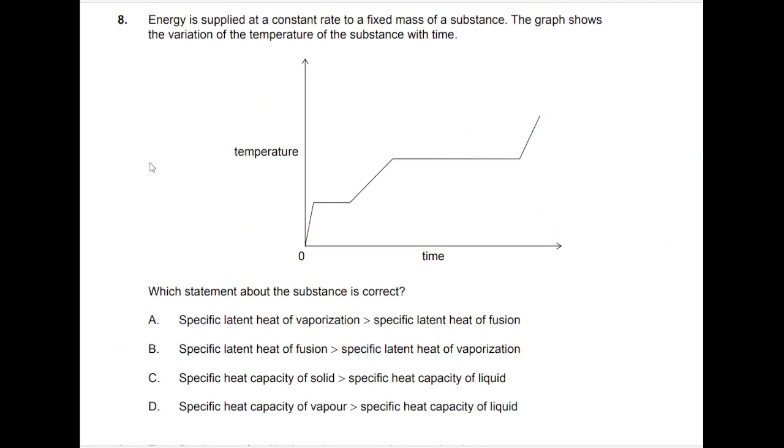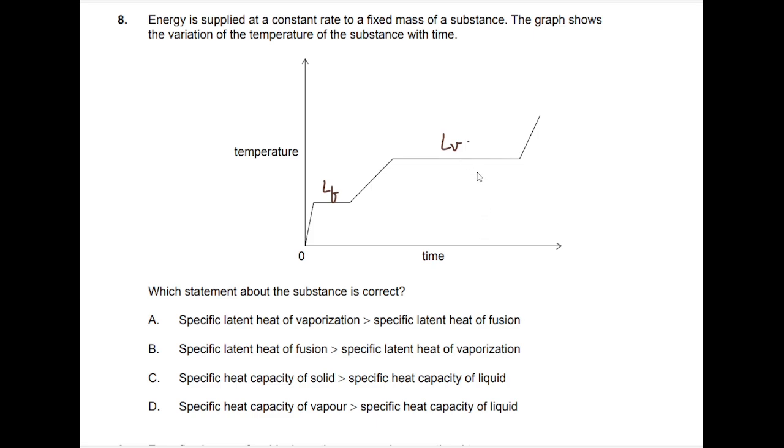Question number 8. Energy is supplied at a constant rate to a fixed mass of a substance. The graph shows the variation of the temperature of the substance with time. So, I can clearly see that this is a temperature-time graph, and at some points the temperature remains constant, which we call latent heat. So, this is latent heat of fusion, and this is latent heat of vaporization.